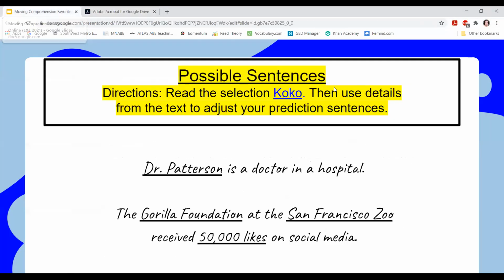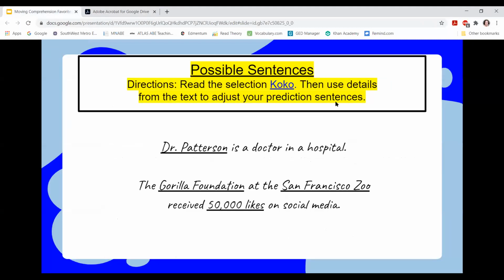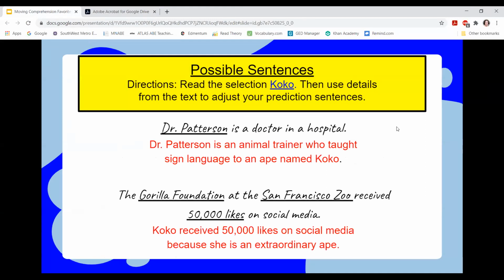All right, and then I'll give you a couple examples on my screen. The students who did this activity with me, the student who was my beginning level student, after reading the article, was able to go back and create a sentence that said, Dr. Patterson is an animal trainer who taught sign language to an ape named Coco. And another student said, Coco received 50,000 likes on social media because she is an extraordinary ape.